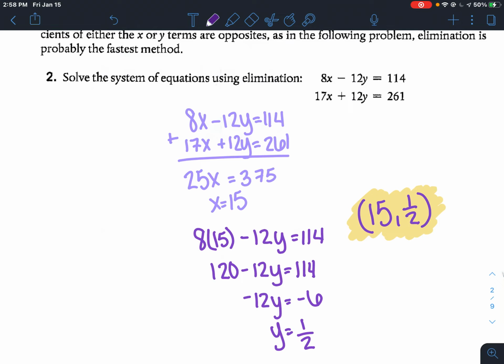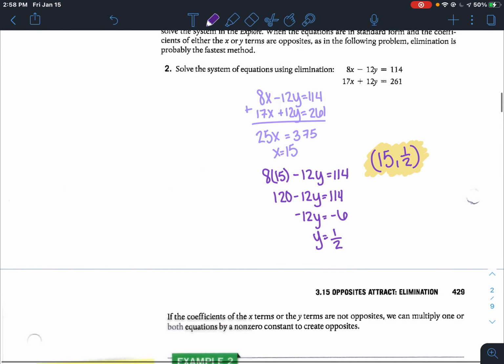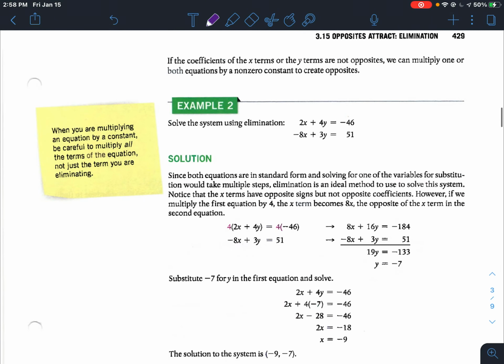And remember, a solution is just where those two lines intersect. It's the number that they both have in common. Okay, so that one did go quite a bit faster than substitution. So substitution is not always the best. But yeah, okay, moving right along.